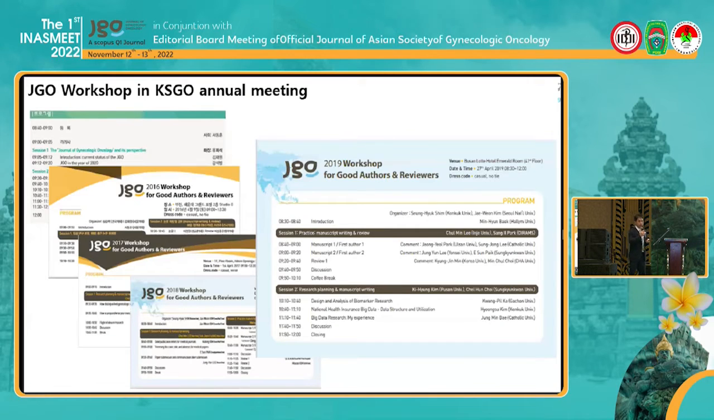And also, we have a JGO workshop program. It is a kind of training program for beginners of writing. We have a half-day program on how to write a good manuscript or how to start good research for the young doctor.